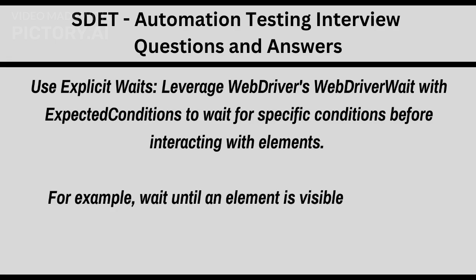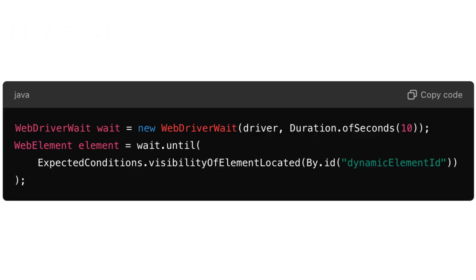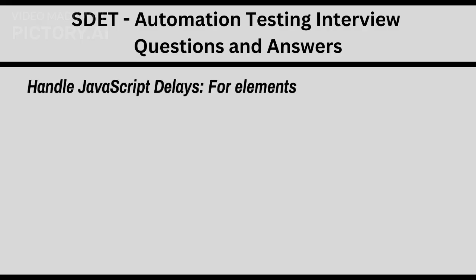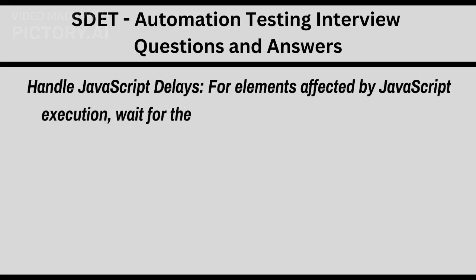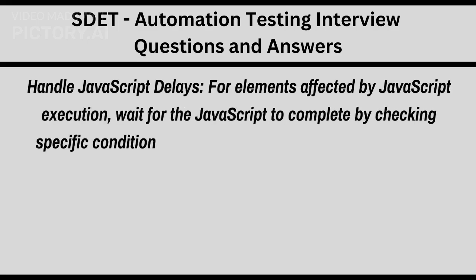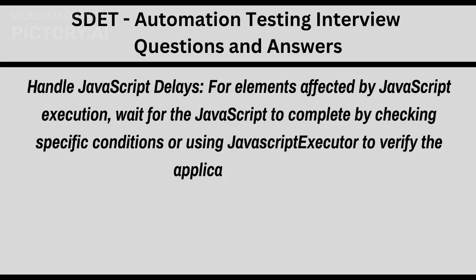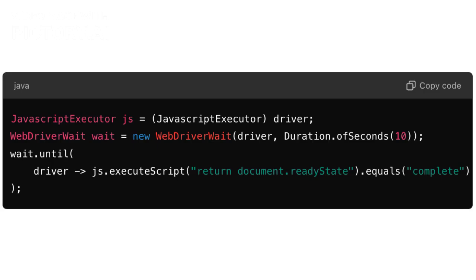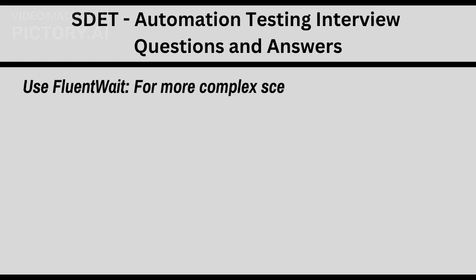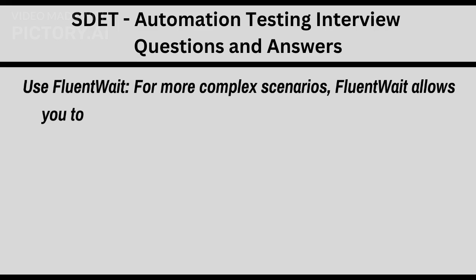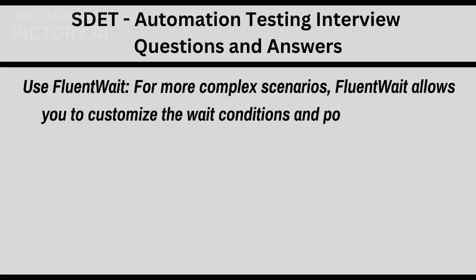For example, wait until an element is visible or clickable. Handle JavaScript delays. For elements affected by JavaScript execution, wait for the JavaScript to complete by checking specific conditions or using JavaScriptExecutor to verify the application state. Use FluentWait. For more complex scenarios, FluentWait allows you to customize the wait conditions and polling intervals.